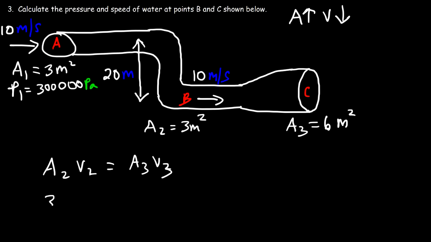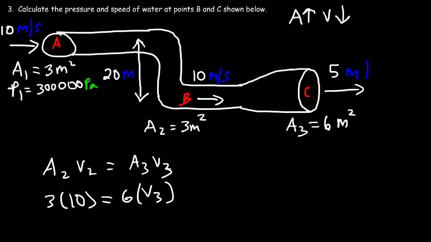So A2 is 3 and V2 is 10. A3 is 6, and we have to calculate V3. So it's going to be 3 times 10, which is 30, divided by 6, so that's 5. So the speed at point C is 5 meters per second. If you double the cross-sectional area, the speed will be reduced by a factor of 2. So it went from 10 to 5.